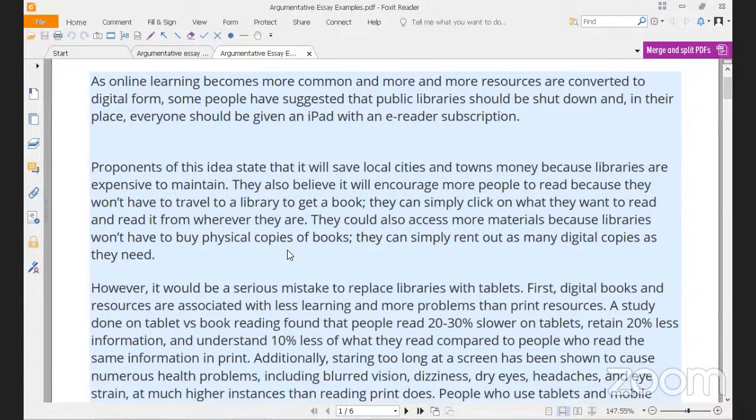Proponents of this idea state that it will save local cities and towns money because libraries are expensive to maintain. They also believe it will encourage more people to read because they won't have to travel to a library to get a book. They can simply click on what they want to read and read it from wherever they are. They could also access more materials because libraries won't have to buy physical copies of books. They can simply rent out as many digital copies as they need. Okay, thank you. So what is your understanding from this paragraph, Camila?